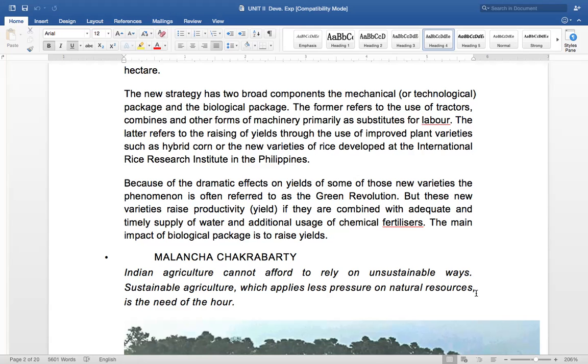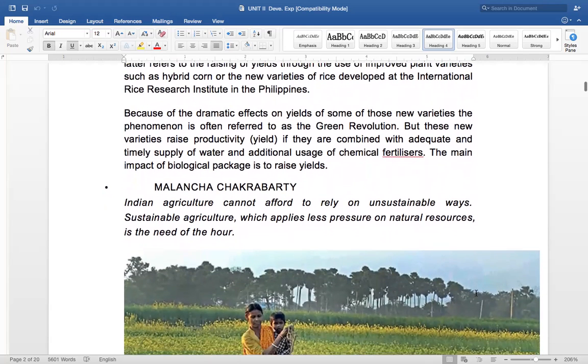Some examples I have also given here, and this is the Malancha picture I have also shown here. Indian agriculture cannot afford to rely on unsustainable fuels. After that, I will show you something about food insecurity. We flourish in the agriculture sector. Our country is an agriculture country. In spite of all these things, we are in food insecurity also.